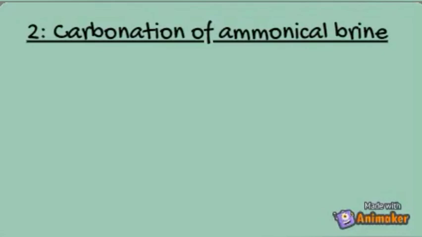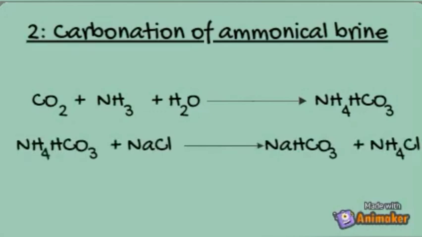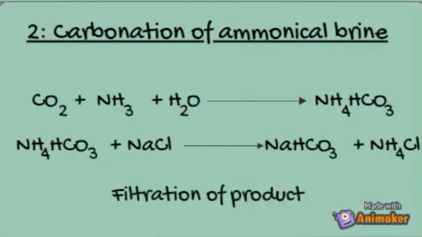Carbon dioxide is passed through it, and these reactions take place. Firstly, carbon dioxide, ammonia, and water give NH4HCO3. This product is an intermediate and speedily reacts with NaCl brine and forms sodium bicarbonate and ammonium chloride. The temperature is lowered to 15 degrees and sodium bicarbonate is obtained. After obtaining, we will filter the product for fewer chances of useless impurities.